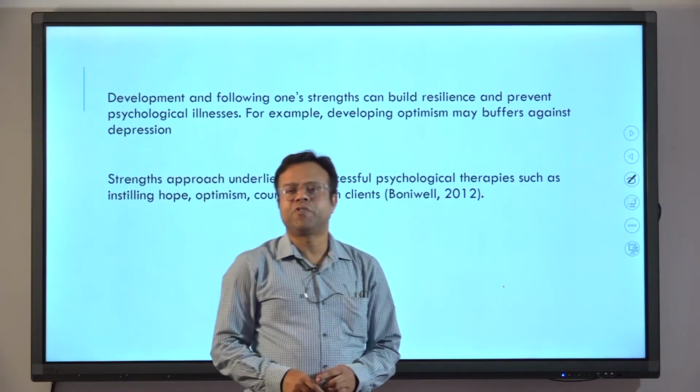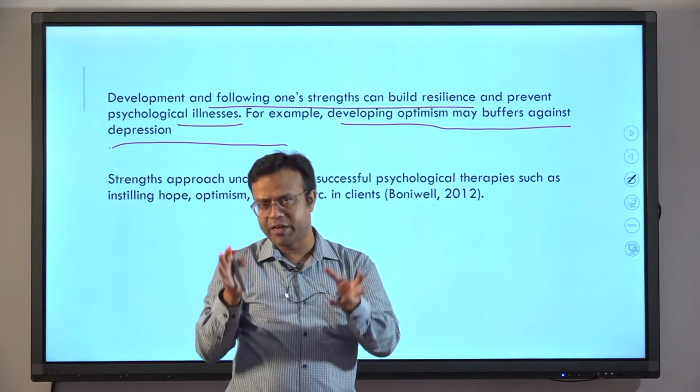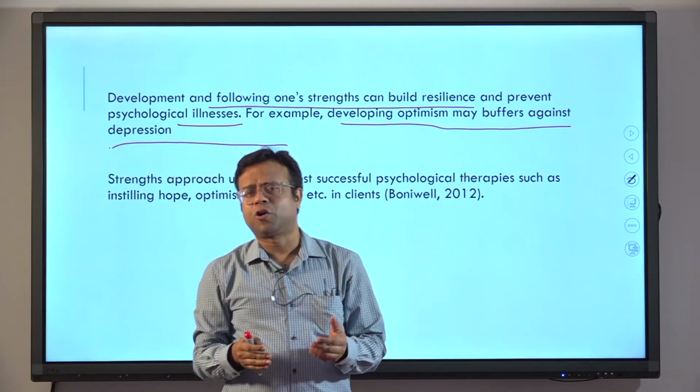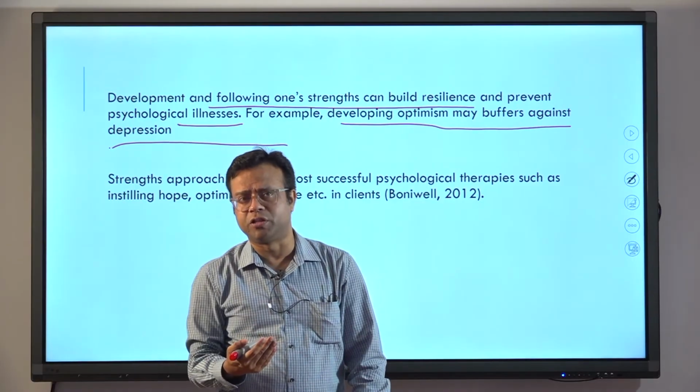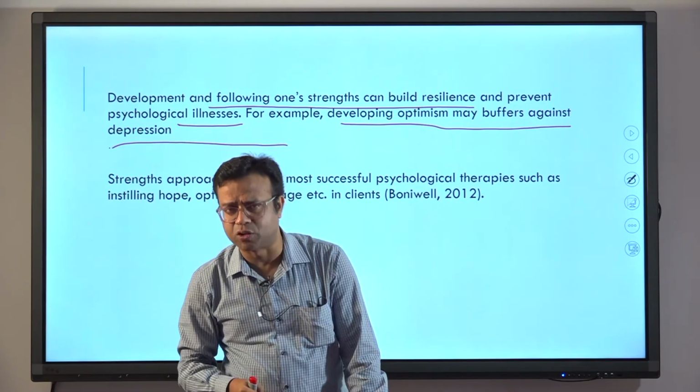Development and following one's strength can build resilience and prevent psychological illnesses. So these are some other extensions of those benefits. For example, developing optimism may buffer against depression. Let's say some of the psychological disorders are related to certain problems in the thoughts. For example, one of the main characteristics of depression is that a lot of pessimistic thoughts are there within those people, because their future looks dark and they become hopeless and those kinds of things.